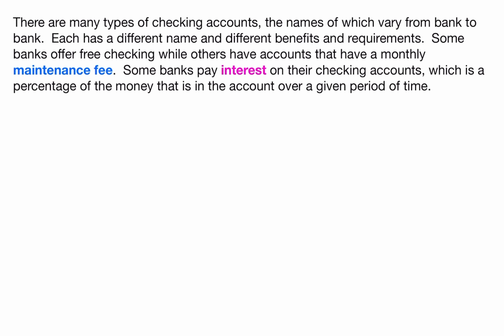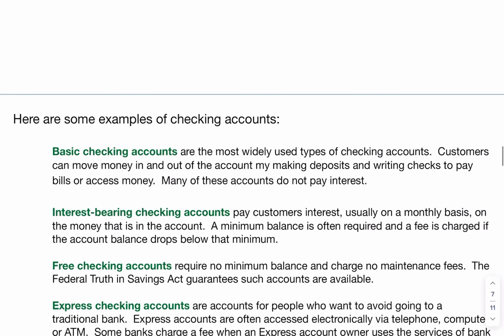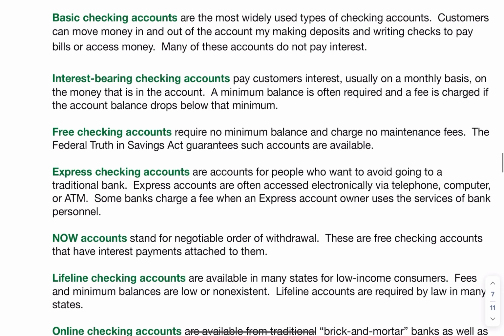So there are a lot of different types of checking accounts that are available. Some accounts will charge a maintenance fee, and then with other accounts, banks will help you earn a certain amount of interest on the money in the checking account. So let's go over some types of checking accounts. These are some basic types. The names are not standard from bank to bank, so you're going to want to make sure that you understand what kind of account you're opening.